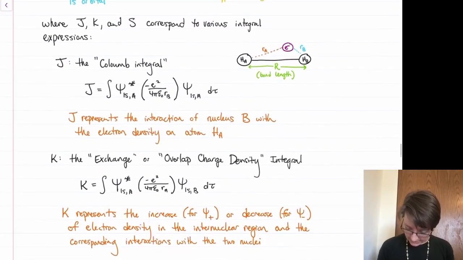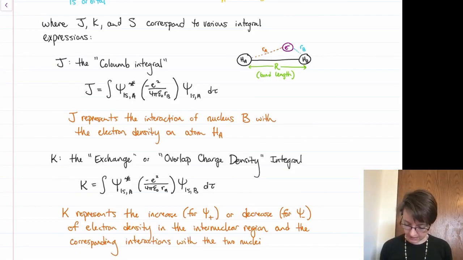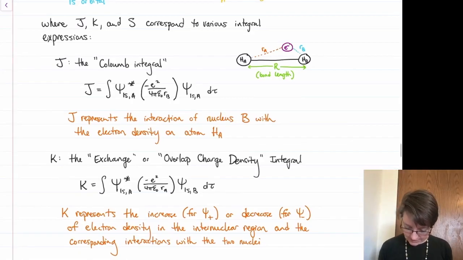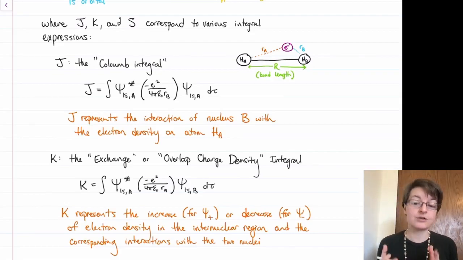K is an integral that represents the overlap charge density, or if you like, the exchange integral, as it'll be called in theoretical chemistry. Again, you can see its mathematical form, which I'm not going to dwell on so much as its chemical interpretation, which is that K represents the increase, if we're talking about the bonding orbital, or the decrease for the antibonding orbital, of the electron density in the internuclear region and the corresponding interactions with the two nuclei.